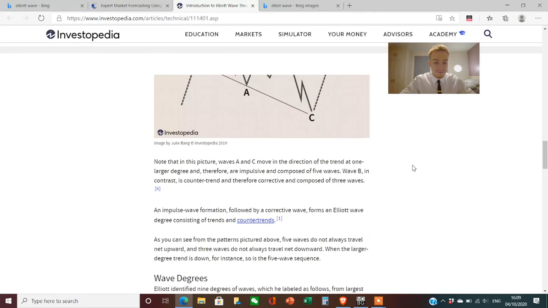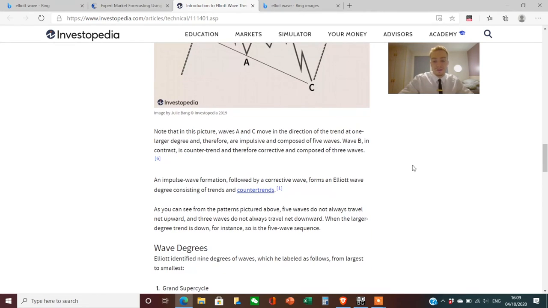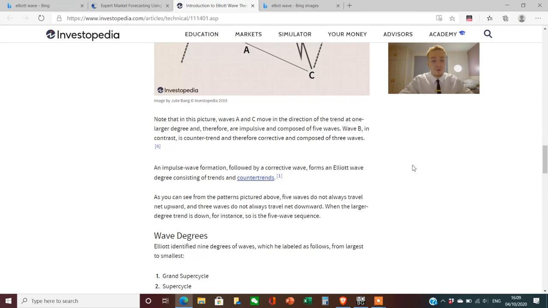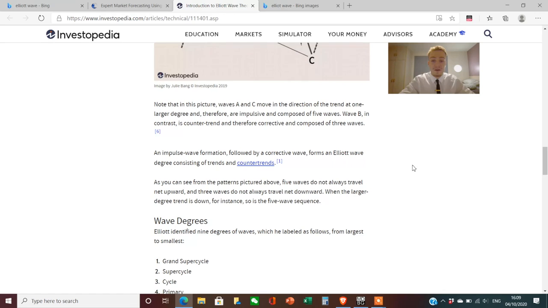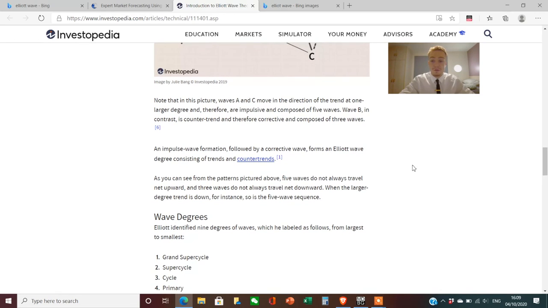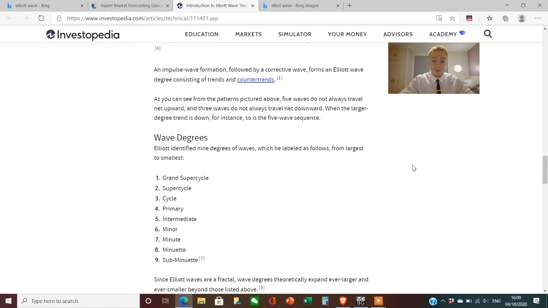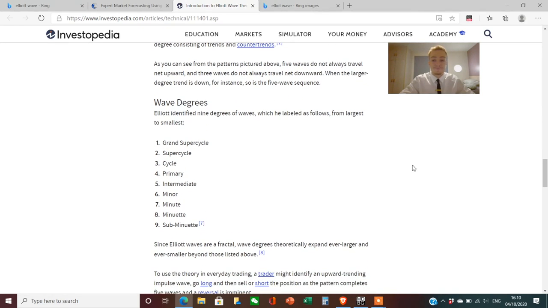So as you can see here, note that in this picture waves A and C move in the direction of the trend at one larger degree, and therefore are impulsive and composed of 5 waves. Wave B, in contrast, is counter-trend and therefore corrective and composed of 3 waves. An impulse wave formation followed by a corrective wave forms an Elliott wave degree consisting of trends and counter-trends.